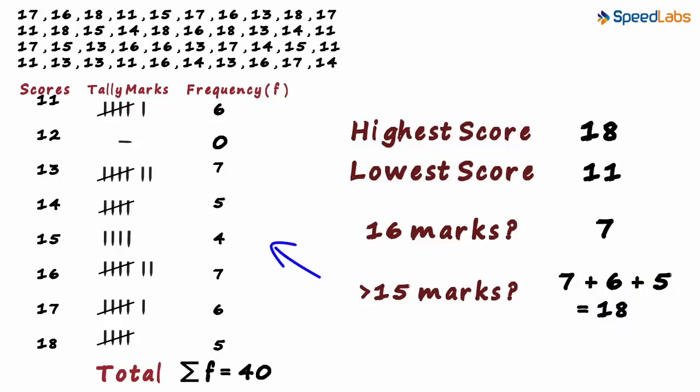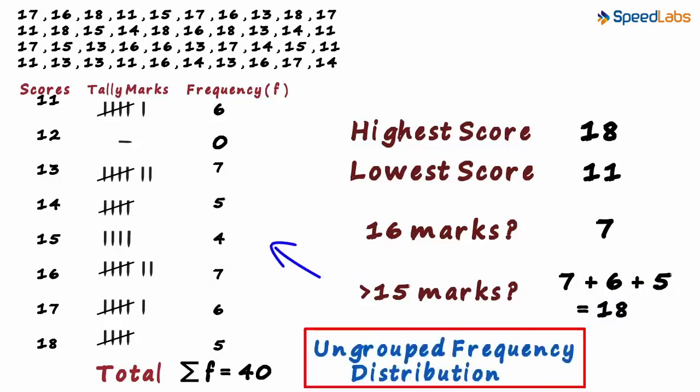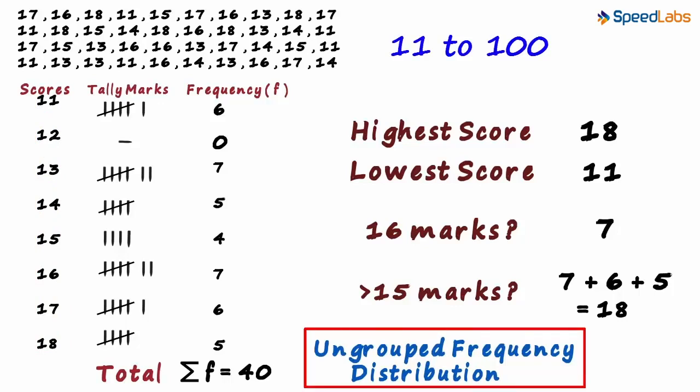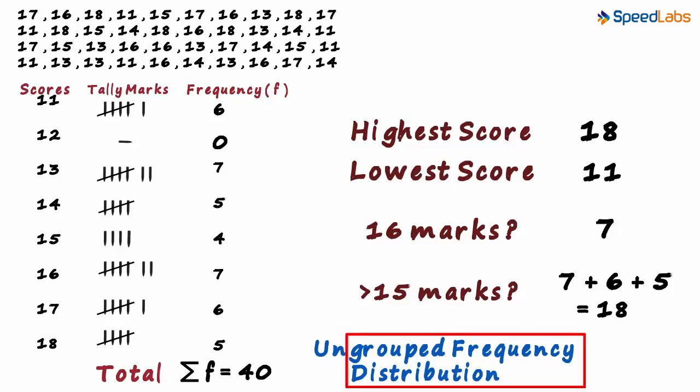This representation is called an ungrouped frequency distribution. Ungrouped because we are considering one score at a time and not a group of scores. When would we need groups? Think hard. If the scores ranged from 11 to 100, this method would not be suitable as we would have to make 90 rows. That's when we would have had to make groups. We will look at grouped frequency distribution in another video.